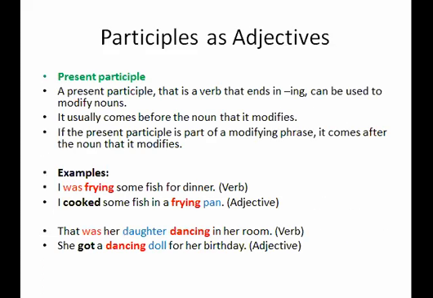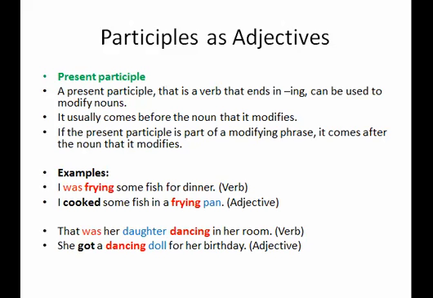Let's look at participles as adjectives. Now, sometimes a present participle, which is usually a verb ending in ing, can be used to modify nouns. Now, modify means to describe the quality or to simply help out the noun. It usually comes before the noun that it modifies. If the present participle is part of a modifying phrase, it comes after the noun it modifies. Let's look at some examples to clarify our concept.